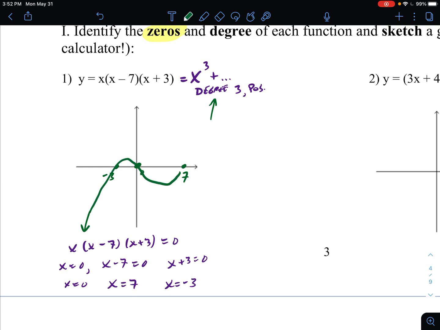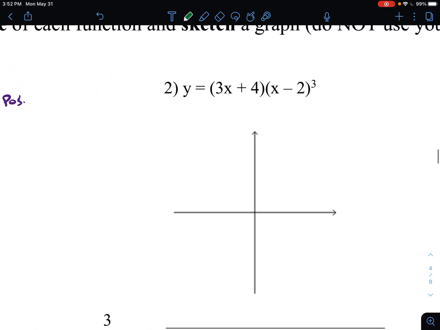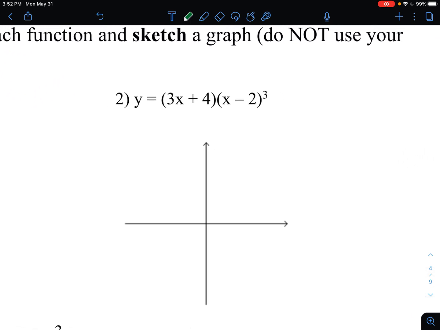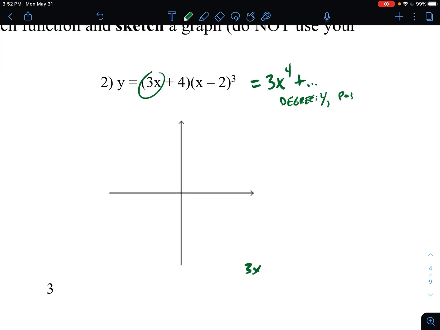Like so. When in doubt, it passes through those x-intercepts. I'll explain when it doesn't. Let's look over here. If we multiplied this out, we get a 3x here. We would get an x to the third here. So this would start with 3x times x to the third, which is 3x to the fourth. So degree 4 and a positive coefficient. Now if we set this equal to 0, either the first factor is equal to 0 or the second factor is equal to 0.